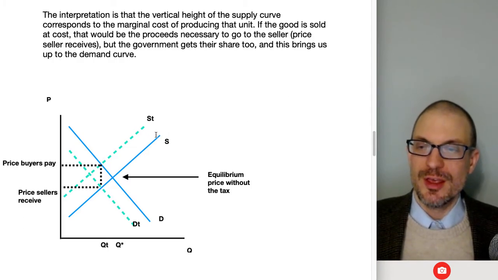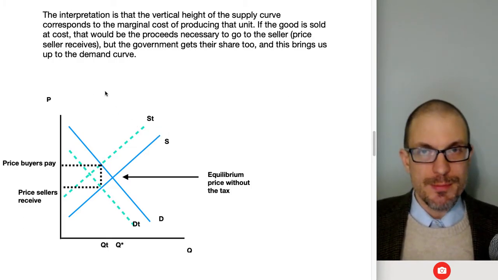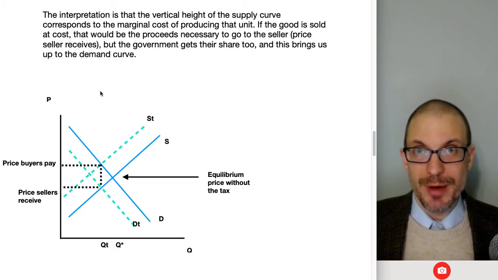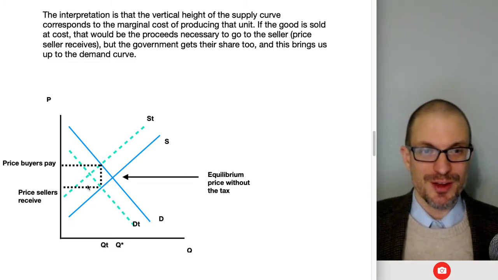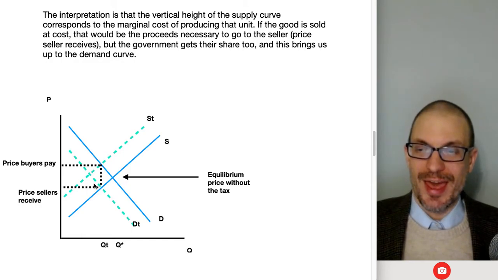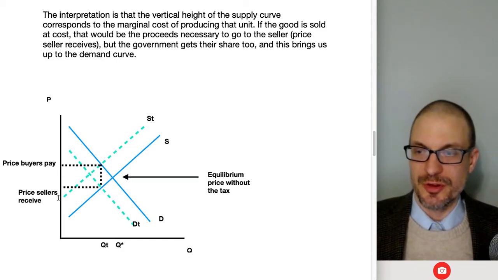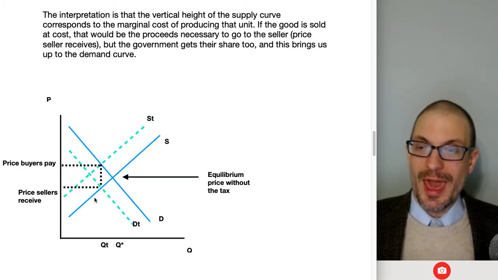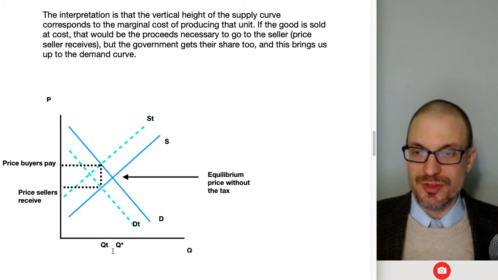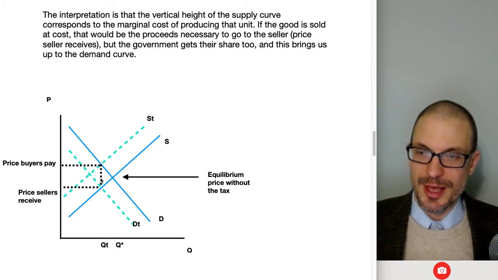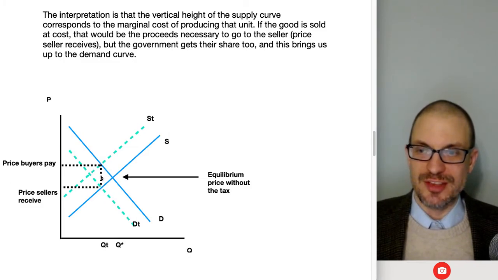Well, for a per unit tax, remember, tax incidence doesn't have to do with who the tax is assessed from. If you have a tax on buyers or a tax on sellers, it's this picture. It doesn't matter. You're going to get the same quantity after the tax is assessed, the same price buyers pay, and the same price sellers receive. And at the quantity that results after the tax, the vertical distance between the supply and demand curve will be exactly the size of the tax.